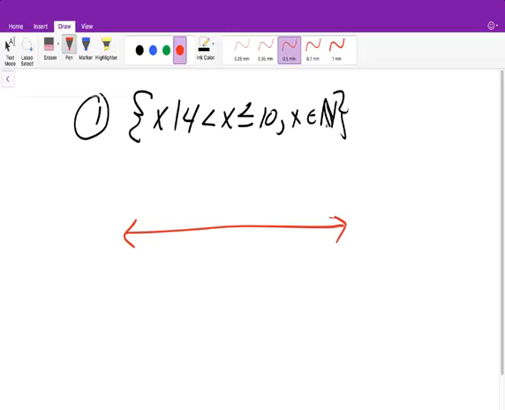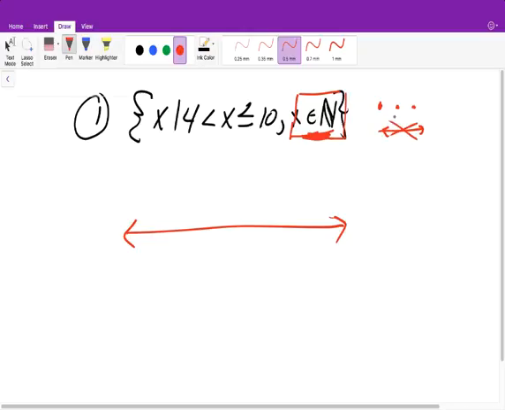For this one, since it's natural numbers, it's saying the set of all x's such that x is greater than 4 and less than or equal to 10, and x is a natural number. So that means we're going to have to put our points. There cannot be a line drawn because line drawings mean we're including decimals, and natural does not include decimals. So we would start at 4, work our way up to 10, so 6, 7, 8, 9, and 10.